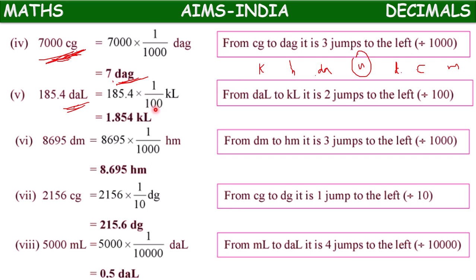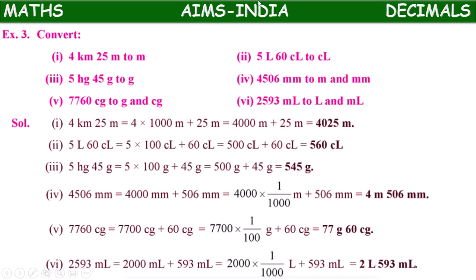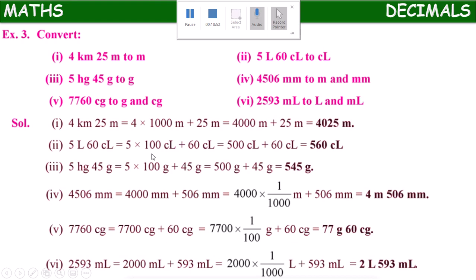1 by 100 means the point will move towards the left 2 places because of 2 zeros. Already we have 1 digit after the decimal point, but this point will move 2 more places towards the left. So 1.854 kiloliter. Okay, children, like that we can convert all this from lower to higher. When we are jumping from lower to higher, for each step we have to divide by 10. Next, one more conversion.